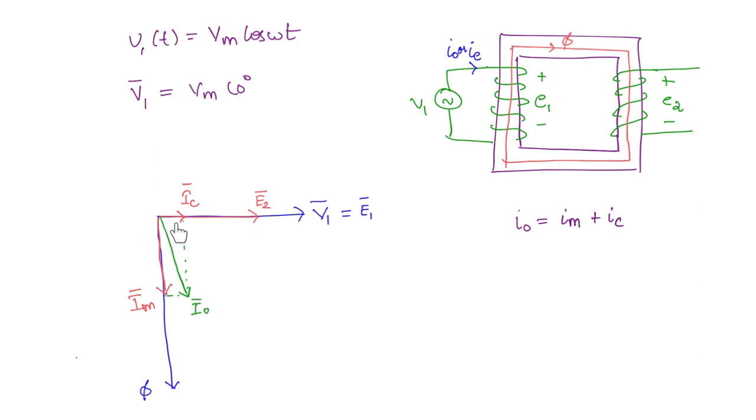Now what is this angle between I naught bar and V1 bar? This is going to be the power factor angle, right? So we will take this as theta naught. And the angle between IM bar and I naught bar is going to be alpha naught, and this is called the hysteresis angle. Alpha naught is the hysteresis angle and theta naught is the power factor angle of the no load current.